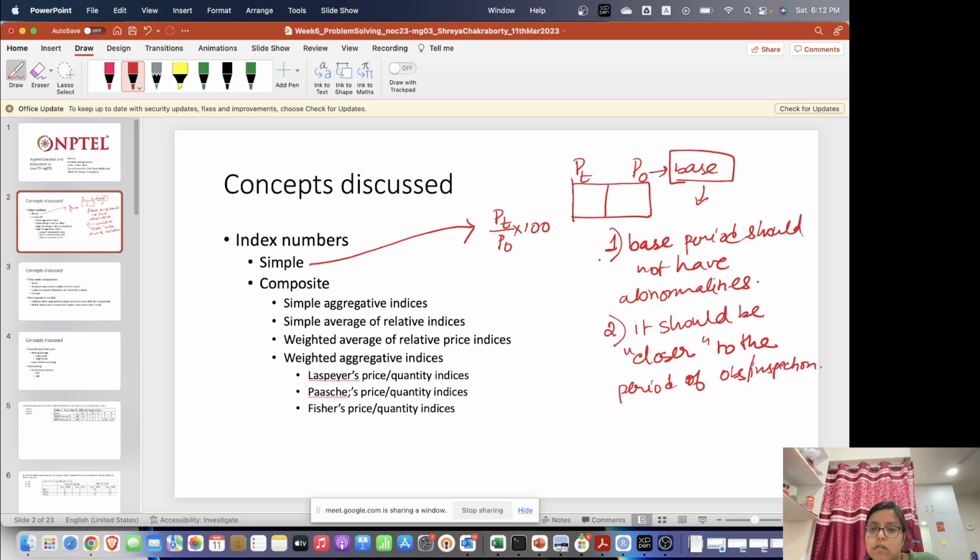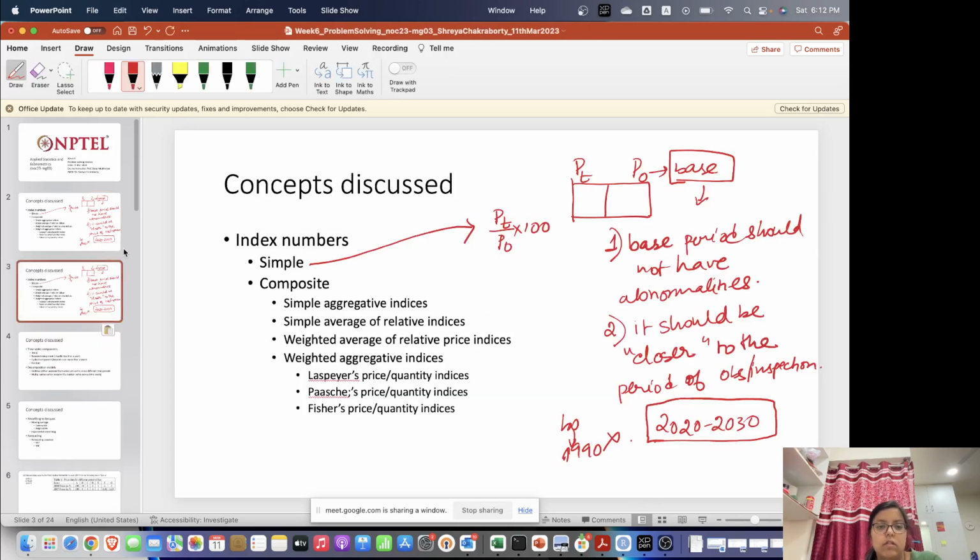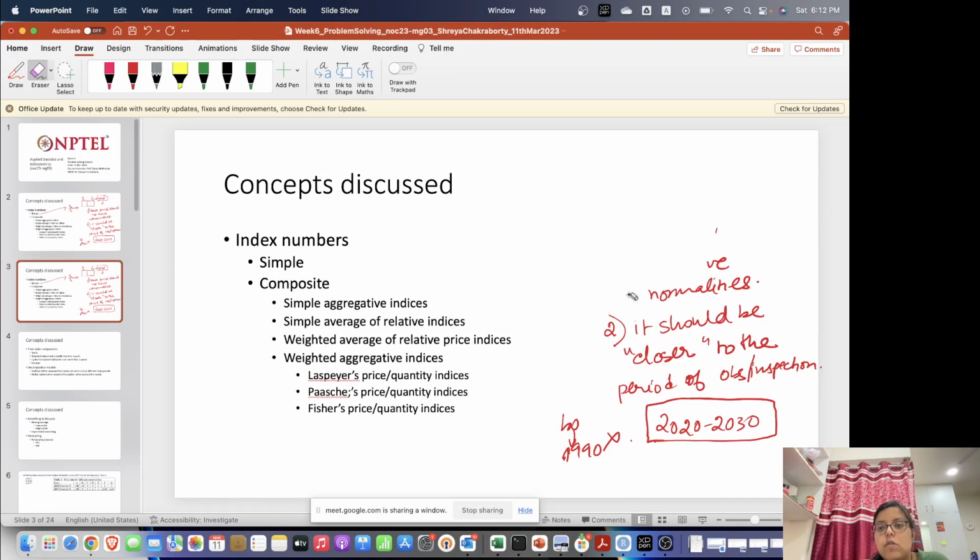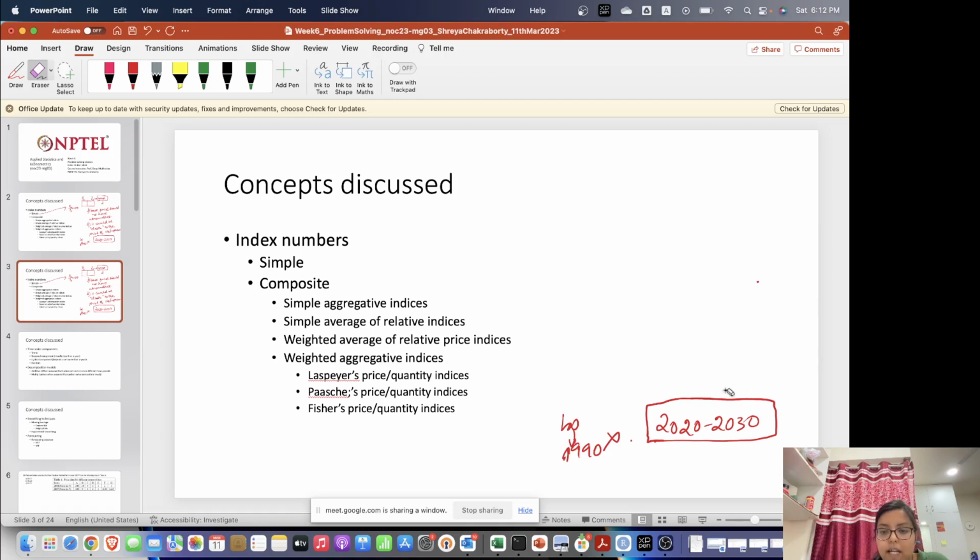So if I'm considering the inflation or the indices in this 2020 to 2030 decade, then a base year of 1990 would not make much sense. So I have to take a period which is closer to this time point. Is it okay? Yes, ma'am. So this was the criteria for selection of the base period.